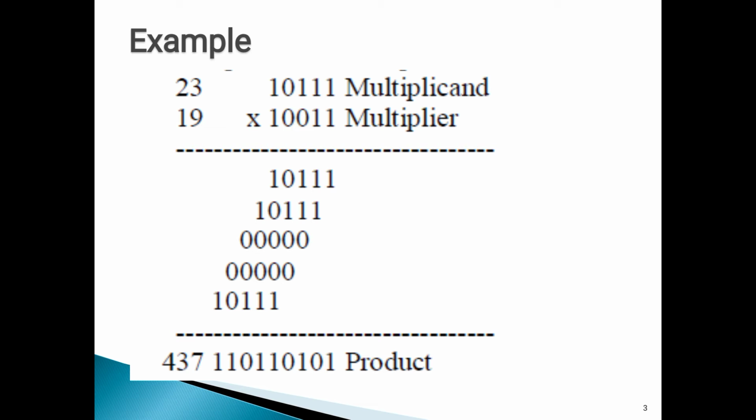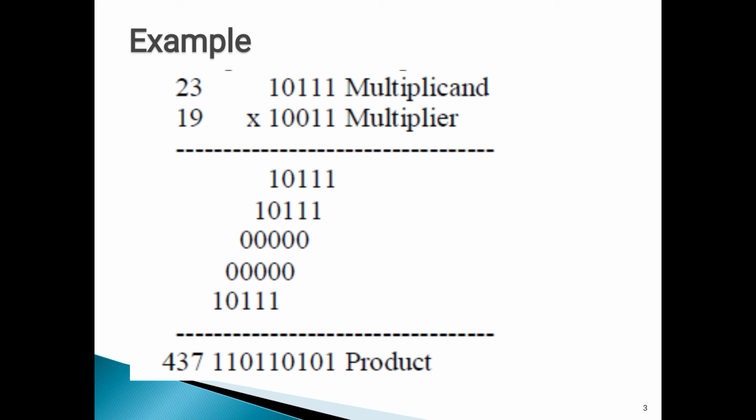The next one, we check the next least significant bit of multiplier. That is also 1, right? So what will you do? Then multiplicand is copied down. What is the multiplicand? 10111, using the shift left operation. Shift left operation in the sense one bit is shifted to the left side. So here 10111. Right. Again we check the next least significant bit of multiplier.